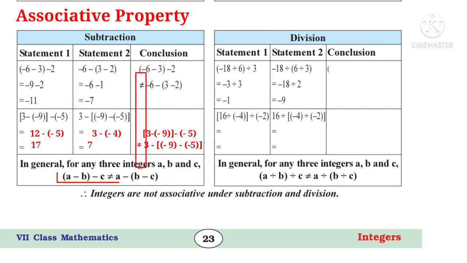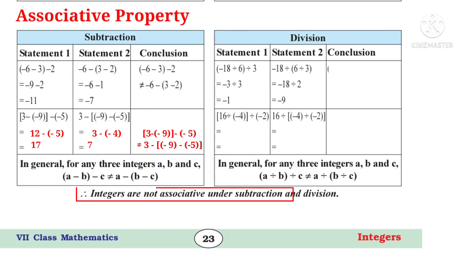Here observe the inequality symbol in the conclusion. So in general, for any three integers a, b, c, (a minus b) minus c is not equal to a minus of (b minus c). Therefore integers are not associative under subtraction.